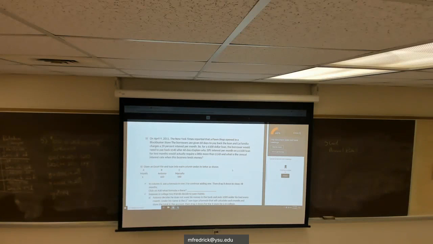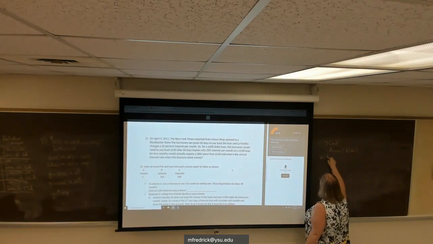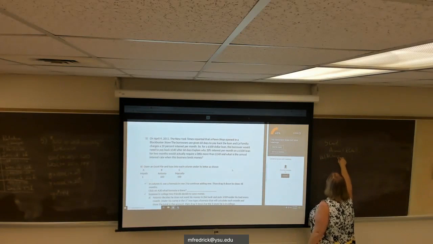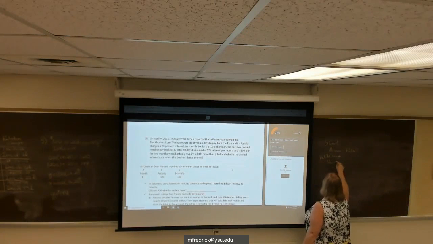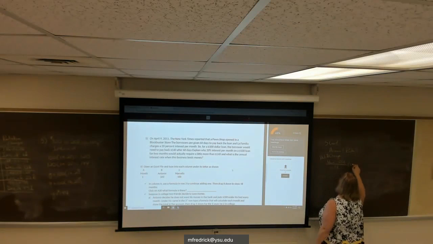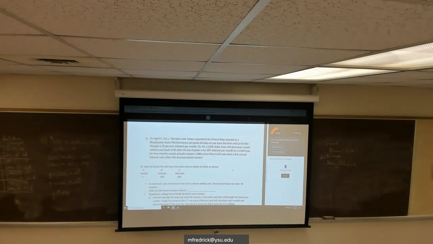So for the second part, they want us to find the annual interest rate. When you're finding a combined interest rate, because we're combining for the whole year, you need relative percentage. New minus old divided by old times 100 to make it a percent. But we don't know what the new balance would be. So what we need to find first is how much we would owe in a year.